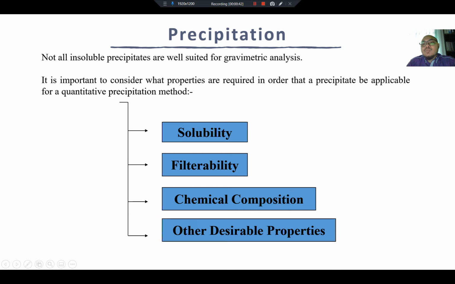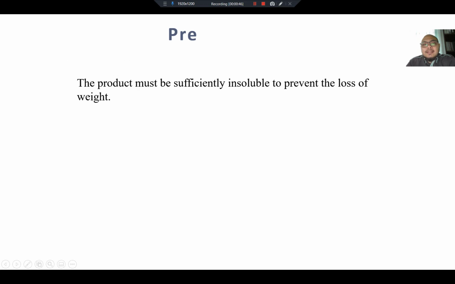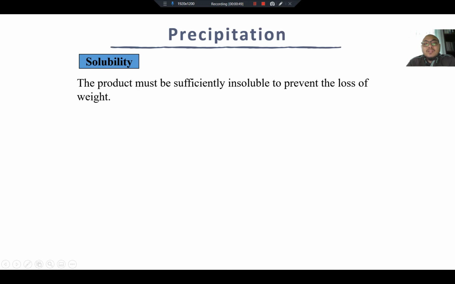So yang ni requirementnya. Okay, so kalau kita tengok kat sini, precipitation on the solubility: the product must be sufficiently insoluble to prevent the loss of weight.